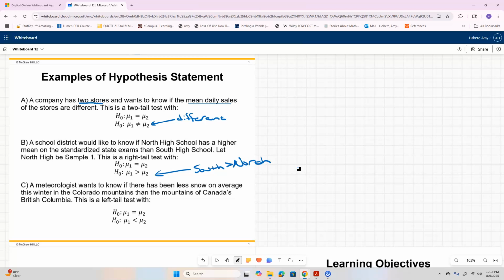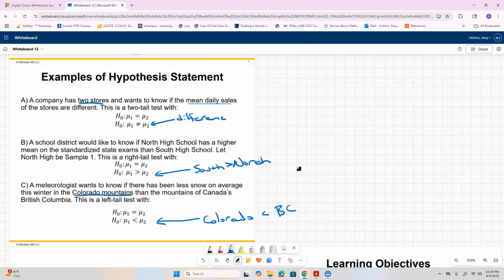Or we could have one where, like this case, a meteorologist wants to know if there's been less snow on average this winter in the Colorado mountains than in the mountains of Canada's British Columbia. So if we consider Colorado as sample 1, we're saying Colorado snow is less than Canada or BC. We say BC for British Columbia. So Colorado's snowfall is less than that of British Columbia.